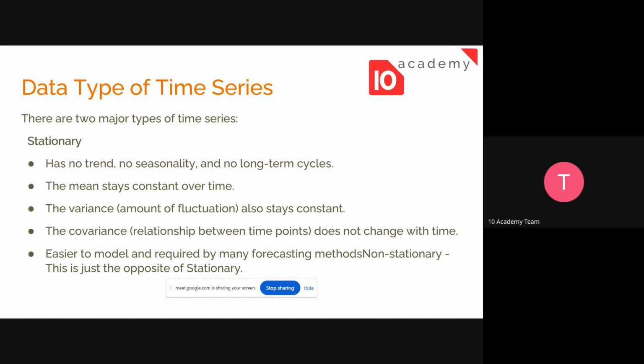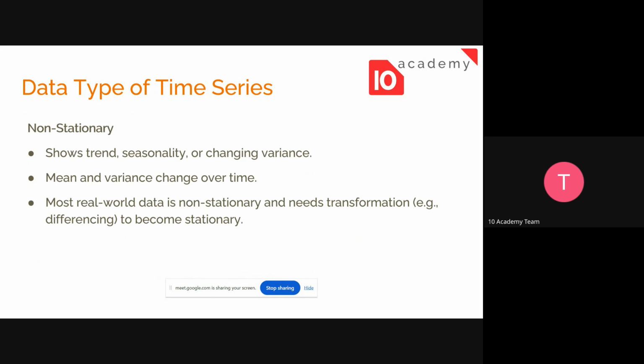So for the future, we are not going to go deep into time series forecasting modeling, but when we do that, the data has to be stationary. We need to convert the data to stationary for the models to accept, train, and forecast for the future. So what is non-stationary? Like I showed you, that's the opposite of stationary. It shows trends, seasonality, and changing variance; mean and variance change over time. Most real data is non-stationary and needs transformation, like I told you, to become stationary.